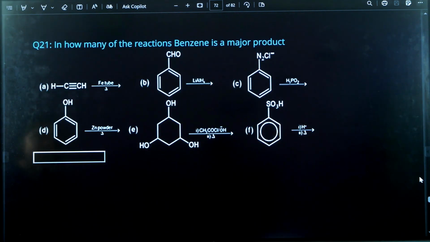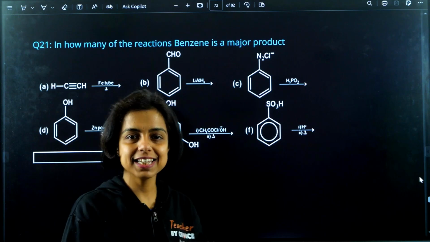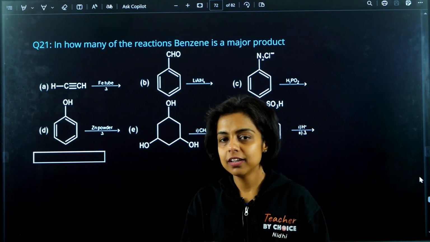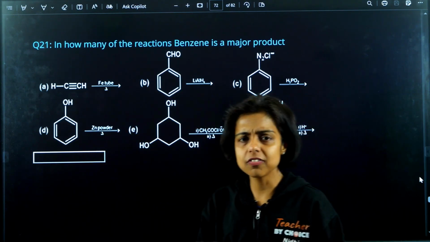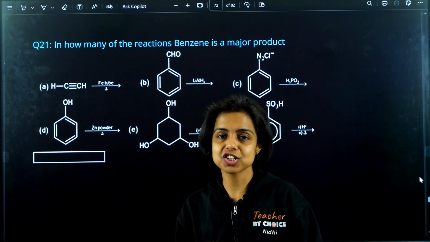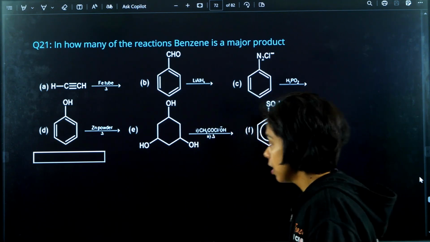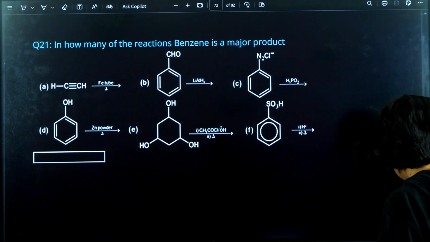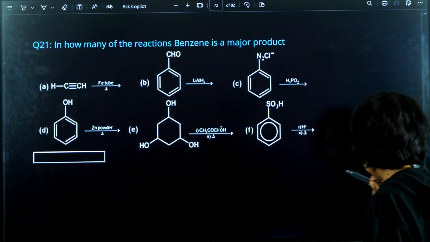Okay, now the numeric value question. In how many of the reactions is benzene the major product? Okay, I'm sure about the reactions I can see, they are not very tough reactions, they are pretty easy, and I'm sure you must have written all these reactions in your notes and you must have done it, right? So let's see which will form benzene as the major product.